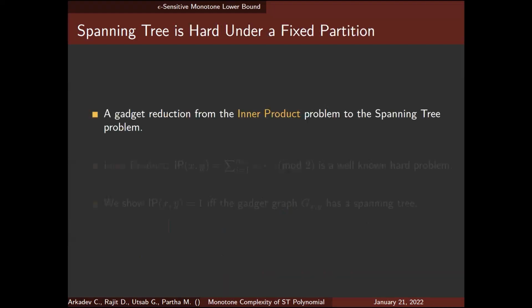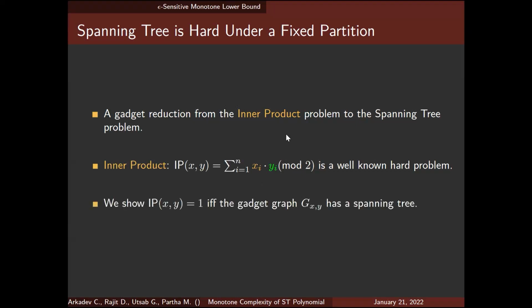First, we showed that this problem is very hard under a fixed partition of the vertices. And we showed this by giving a gadget reduction from the inner product problem. The inner product problem, which is a very hard problem, is defined over two sets of variables x and y. It is a Boolean function, and it computes the summation i equal to 1 to n of xi times yi mod 2. We show that for an input instance x, y, if IP of x, y equals 1, then our gadget graph Gxy has a spanning tree. And if IP of x, y equals 0, then the gadget graph will have a cycle. Let's see what the reduction is here.